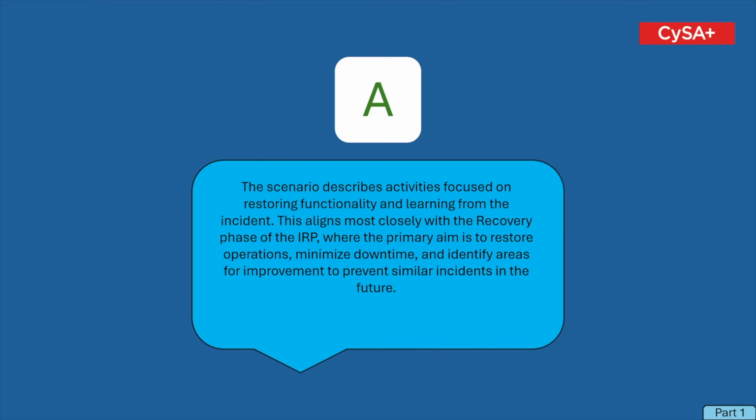The scenario describes activities focused on restoring functionality and learning from the incident. This aligns most closely with the recovery phase of the IRP, which is Incident Response Plan, where the primary aim is to restore operations, minimize downtime, and identify areas for improvement to prevent similar incidents in the future.